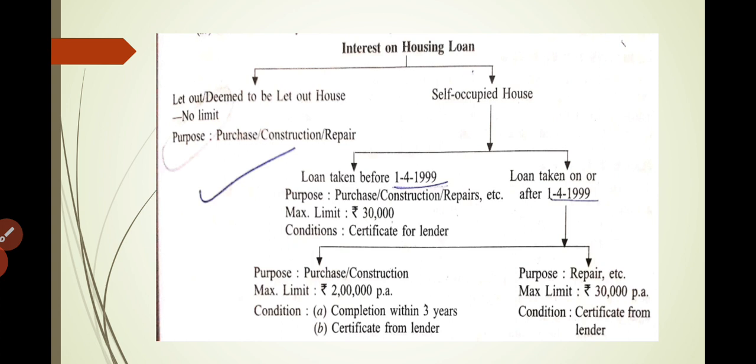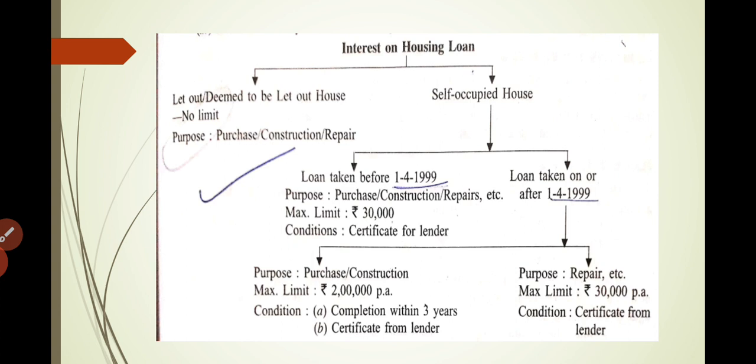Then the second division is loan taken on or after 1/4/1999. There are also two subdivisions. If the purpose of taking the loan is purchase or construction of house, the maximum limit of deduction is 2 lakh per annum. There are two conditions: first, the house is completed within 3 years, and second, a certificate from the lender.